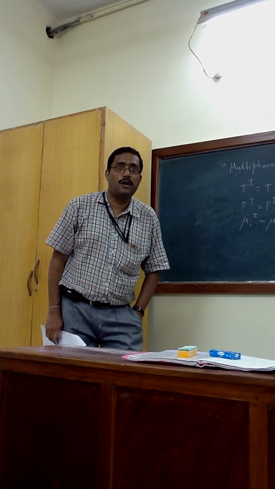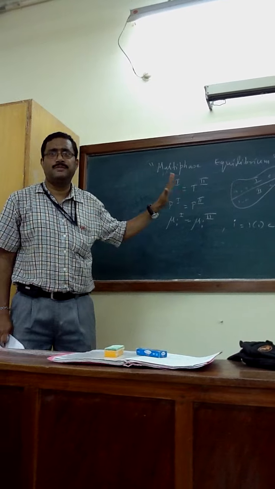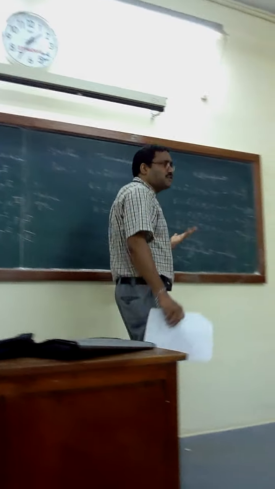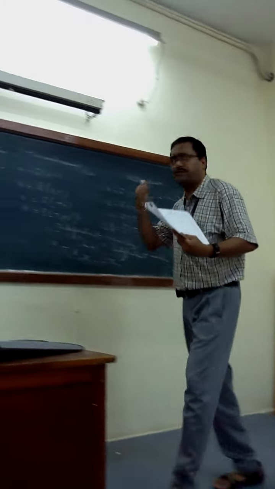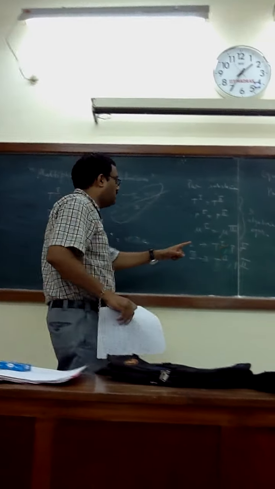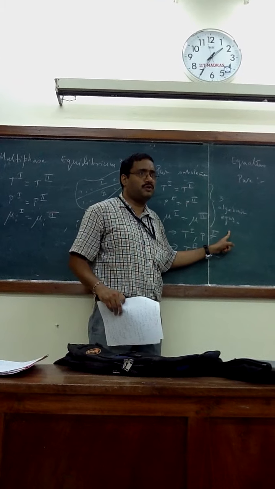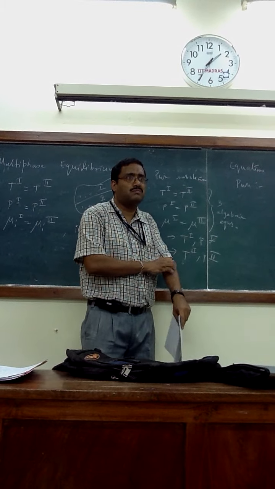Not clear? So this concept was not clear, not done in your undergraduate, right? How to get the degree of freedom. For a pure substance, take simple water and water vapor, nothing else. The degree of freedom is 4 unknowns minus 3 algebraic equations, so your degree of freedom is 1.